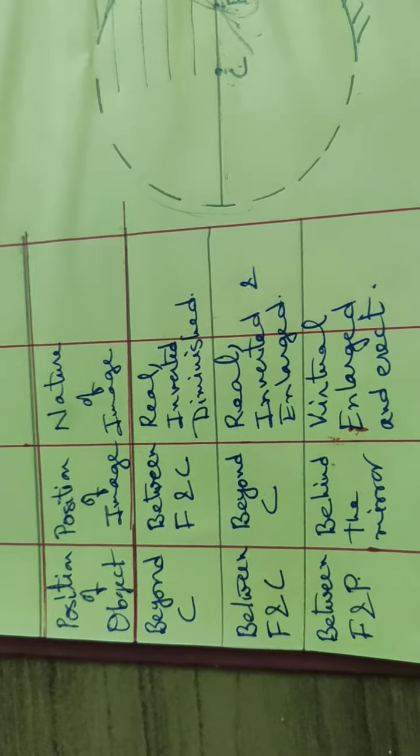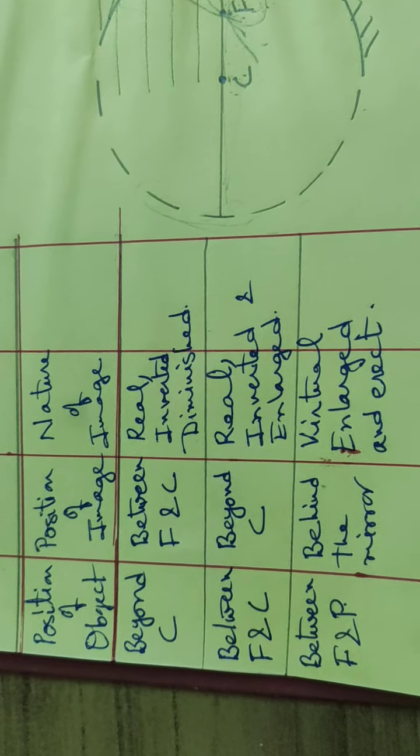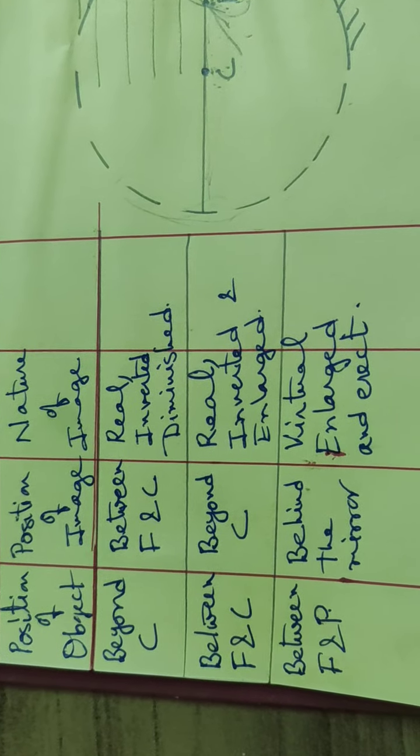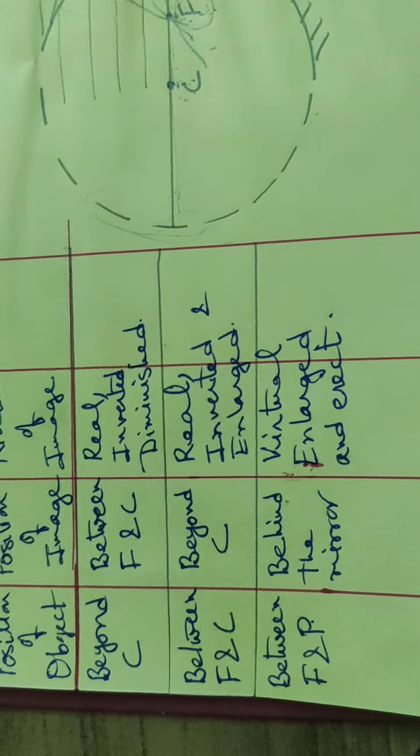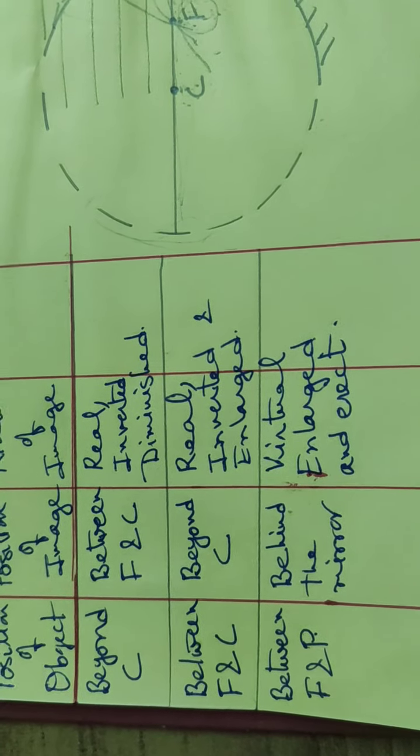Now I have made a table like this. I am holding it for a while so that you copy this table in your notebook, so it will be easy for you to remember where the image is formed when you place the object at different positions. After this, we will be going to the convex mirror.